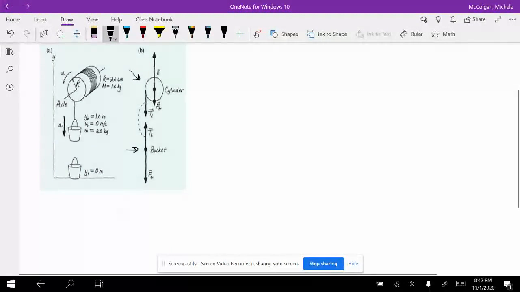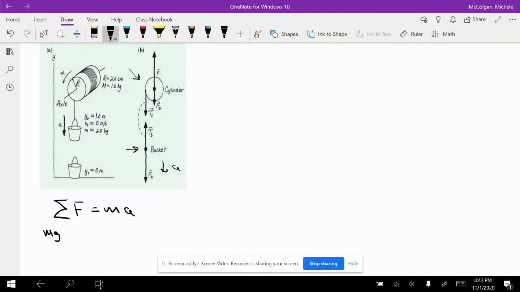So if I want to look at the bucket, I'm going to use Newton's second law. The sum of the forces is equal to ma. And I'm going to follow the direction of a, which is pointing down. So mg is down and T is up. I'm going to have mg, down, minus T, because T is up, equal to ma.